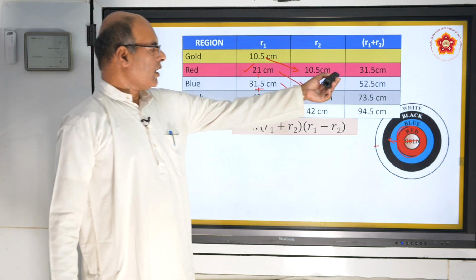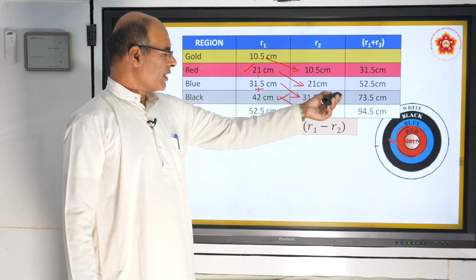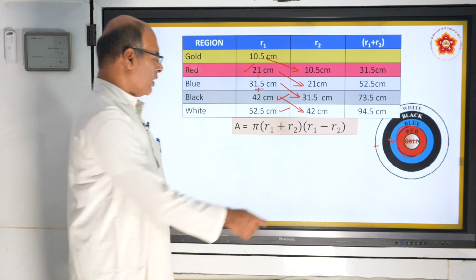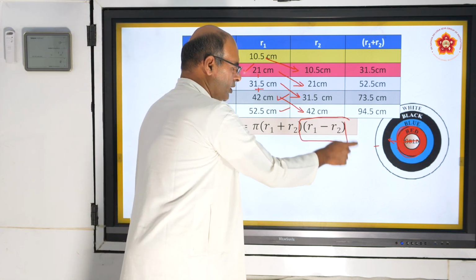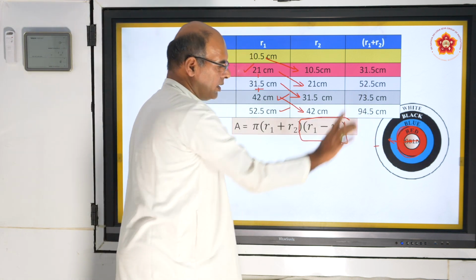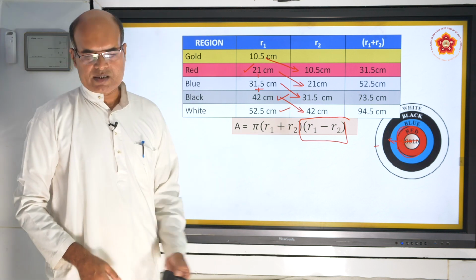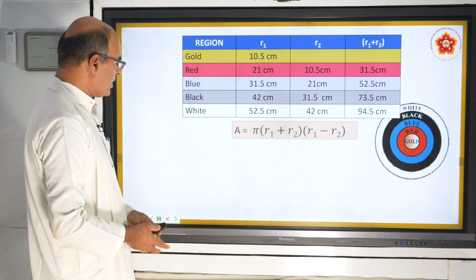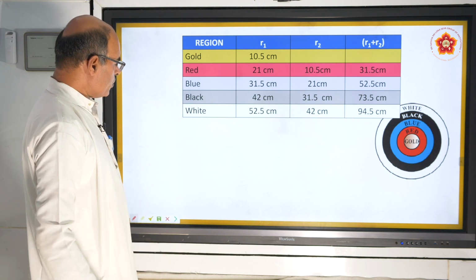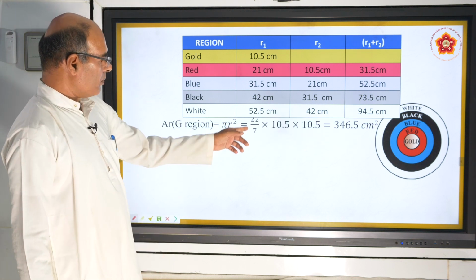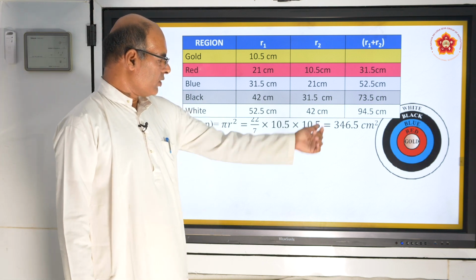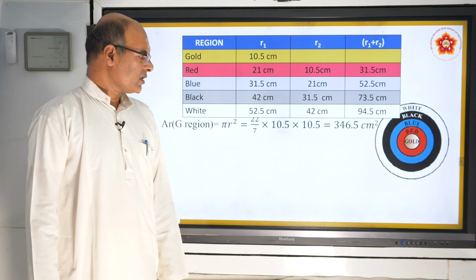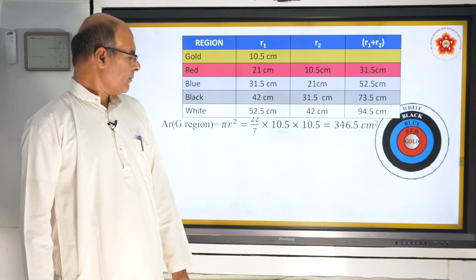So we need R1 plus R2. If we add, we get those values. I told you R1 minus R2 is the width of the ring, that is 10.5 centimeter in all the cases. So let us calculate the areas. First one is the gold region. So use the formula pi r square. Pi is 22 by 7, r square is 10.5 into 10.5. Carefully calculate it. It comes 346.5 centimeter square.